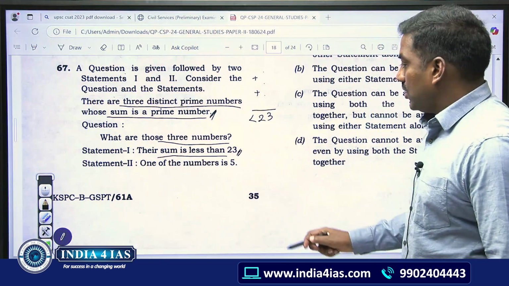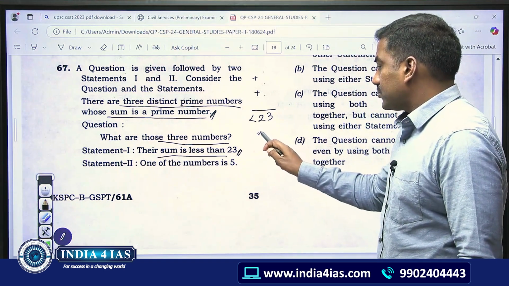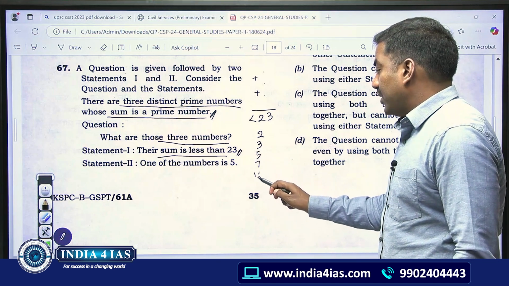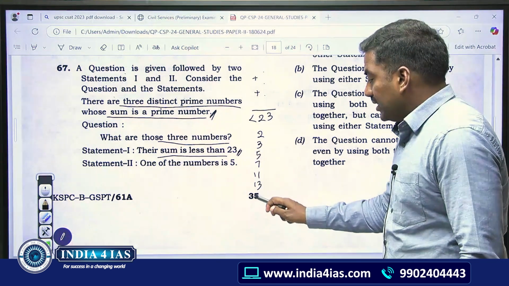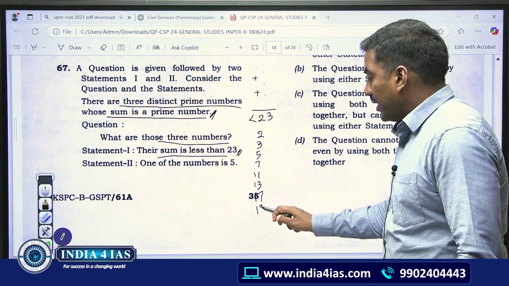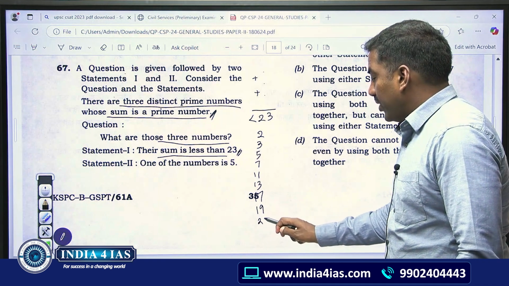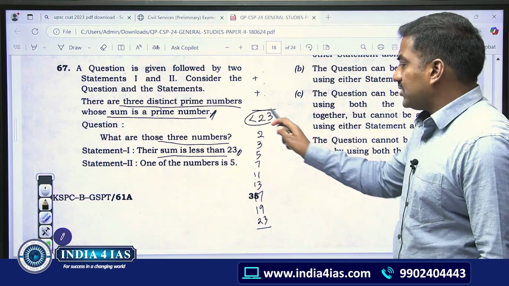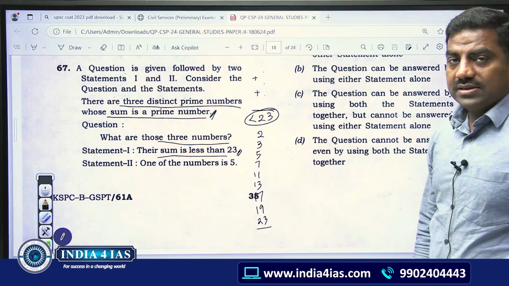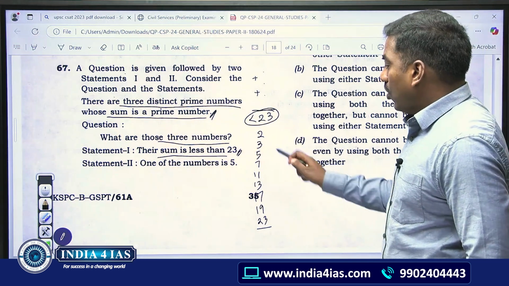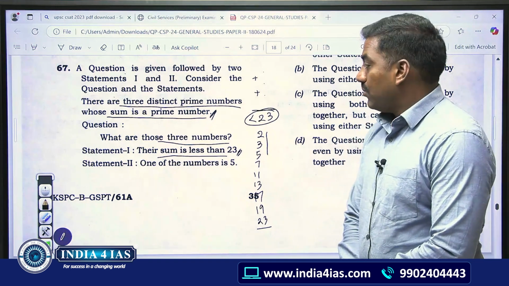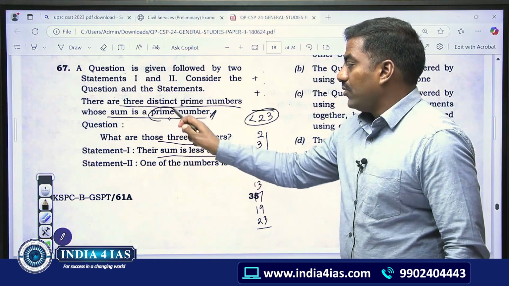First, let us look at the numbers which are prime: 2, 3, 5, 7, 11, 13, then 17, then 19, then 23. Let us stop here because the sum itself has to be less than 23. Now, go with the smallest sum that is possible. 2 plus 3 plus 5 is 10. But we want a prime number.